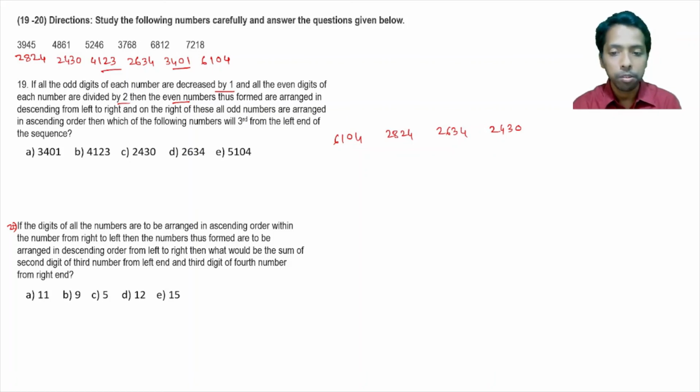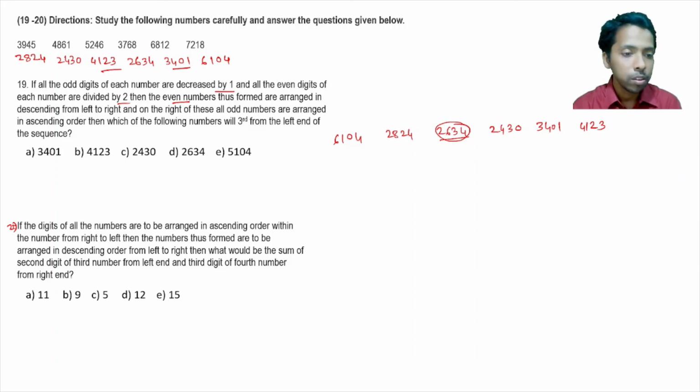Odd numbers, that means 3401 first, in ascending order it's talking about. So 3401, then 4123. Right. Now what it's saying: which of the following numbers will be third from the left end of the sequence? Third from the left end of the sequence, that means 2634. Again I am saying, if this number is not given in the option, then the answer is the base number. 2634.